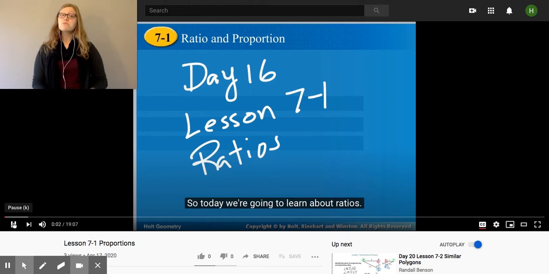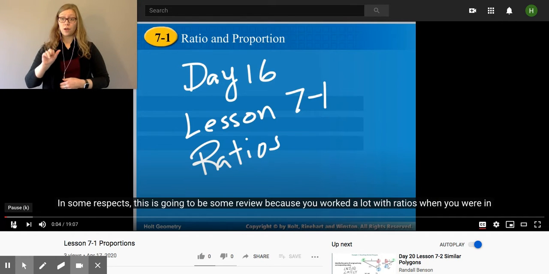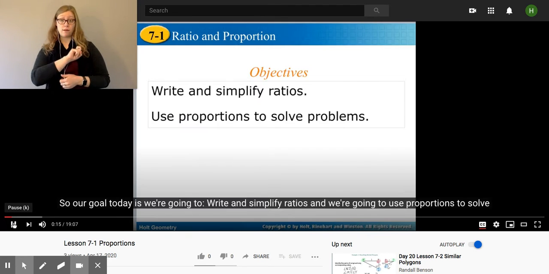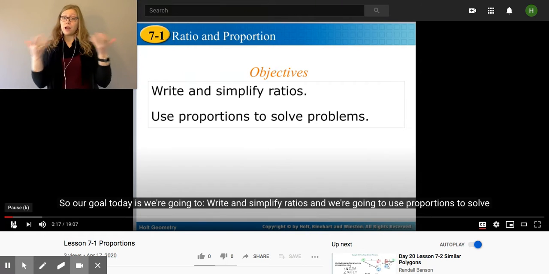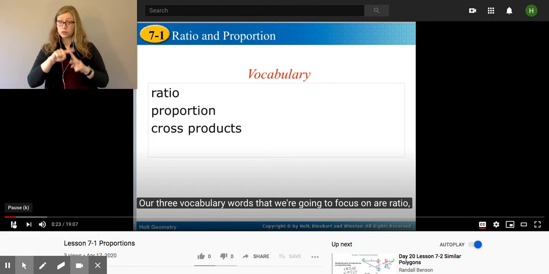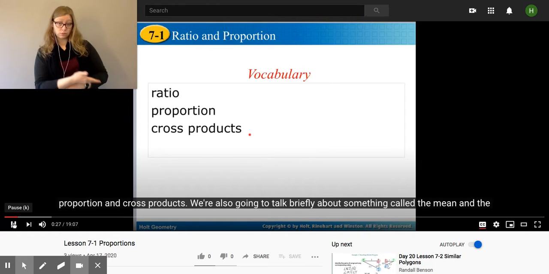So today we're going to learn about ratios. In some respects, this is going to be some review because you worked a lot with ratios when you were in sixth grade. So our goal today is we're going to write and simplify ratios, and we're going to use proportions to solve problems. Our three vocabulary words that we're going to focus on are ratio, proportion, and cross products.